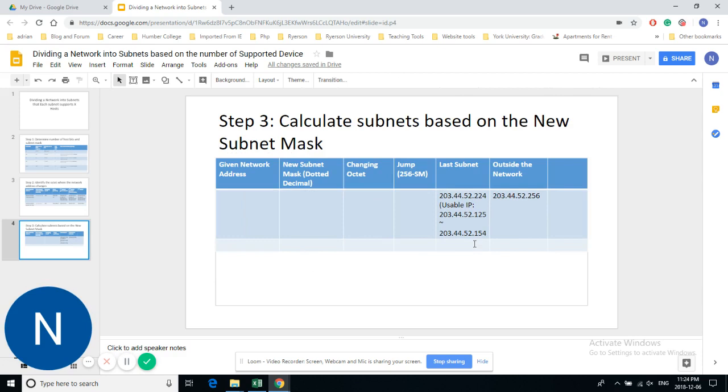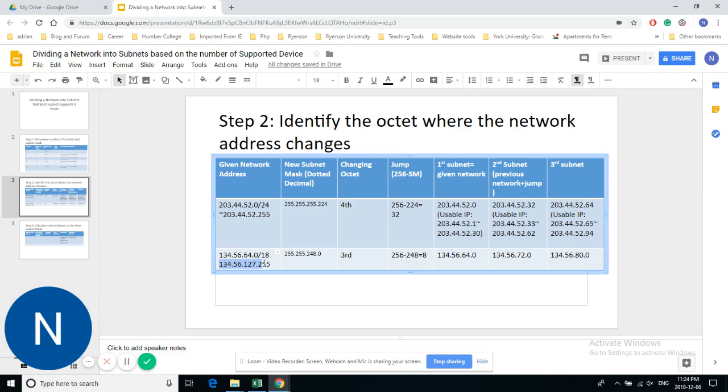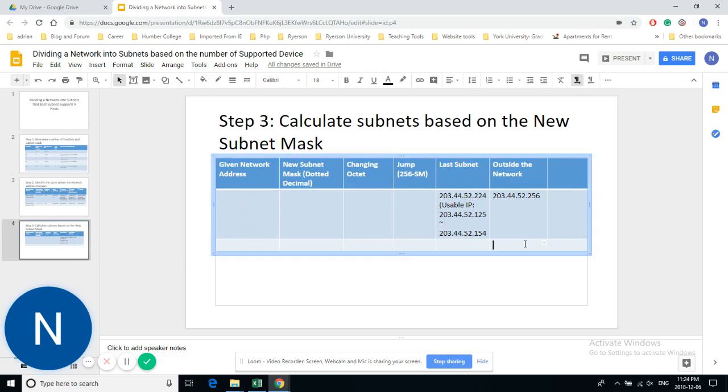So let's write it down. This is for the other example. Let's take this IP address, and just outside the boundary is 128.0. Right, so I want to go back in calculation, and 8 addresses on the third octet before this is the last subnet address. So 134.56.120.0 is the last subnet address.